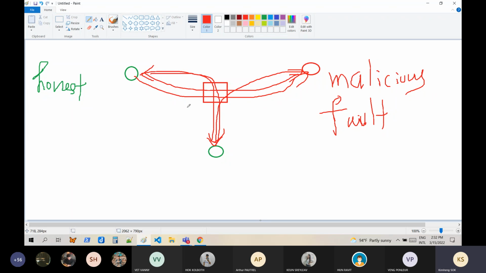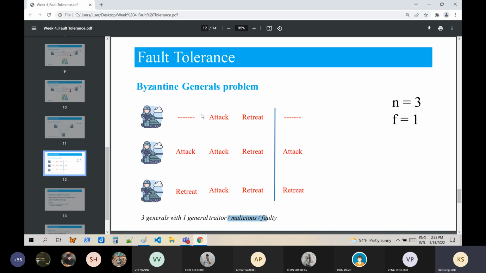So if we have 3 generals and one of them could be a traitor, malicious or faulty, we say it is F. So F equals 1, which means among 3, one of them is not good. And then N is the total number.